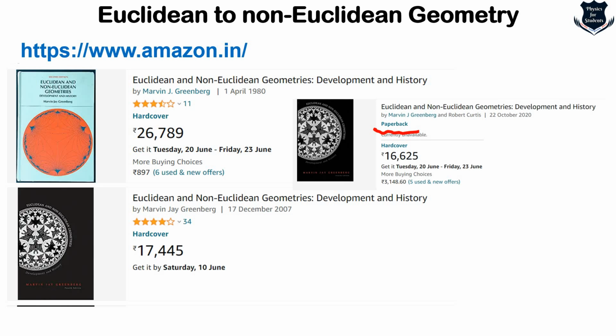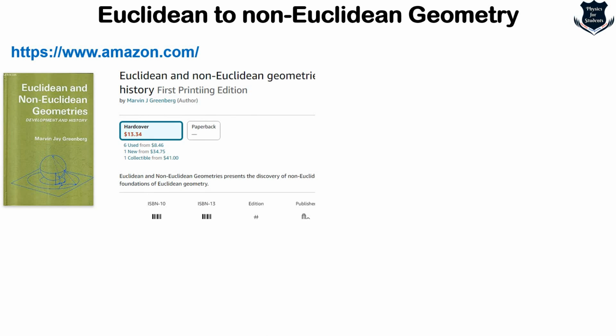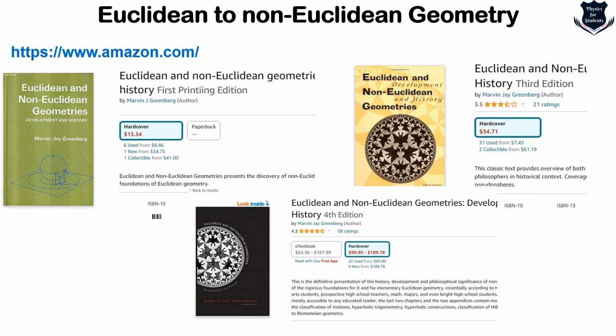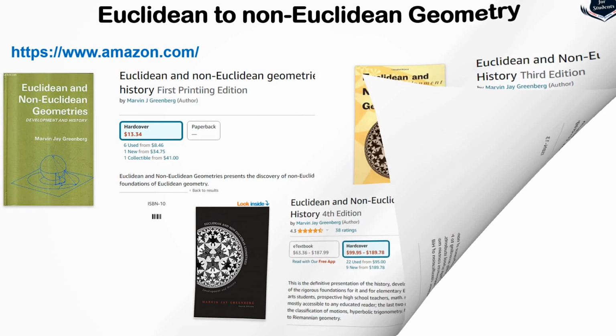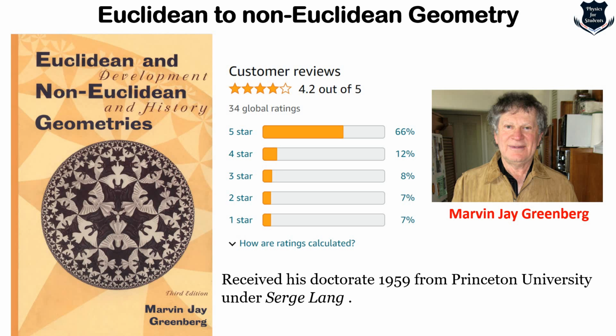And here you can see that this is the price which is currently available. And if you talk of Amazon, these are the different prices of this edition, in terms of US dollar and INR. You can see the rating is around 66% has been given 5-star, and this is the author Mervyn J. Greenberg, and he received his doctorate, I don't know whether you have heard about Sir Lang, another famous differential geometry author, in 1959 from Princeton University.